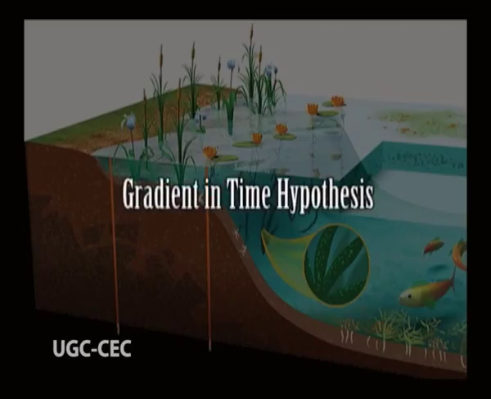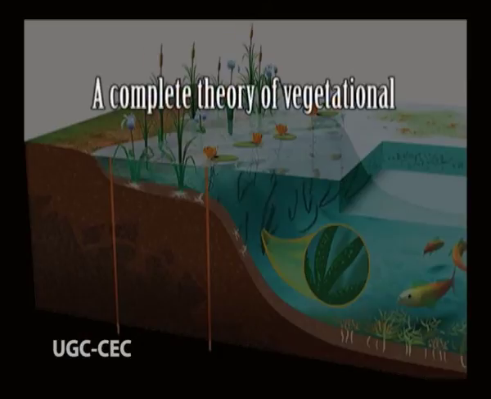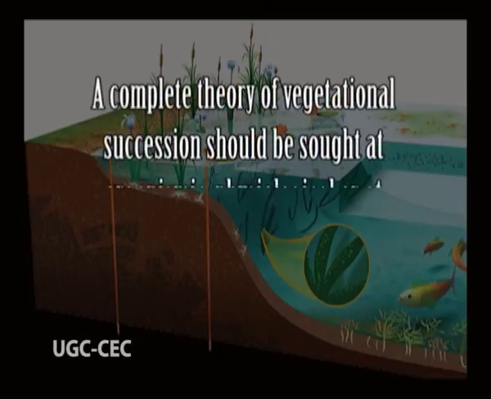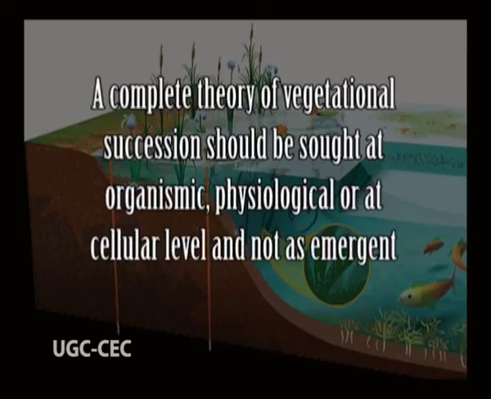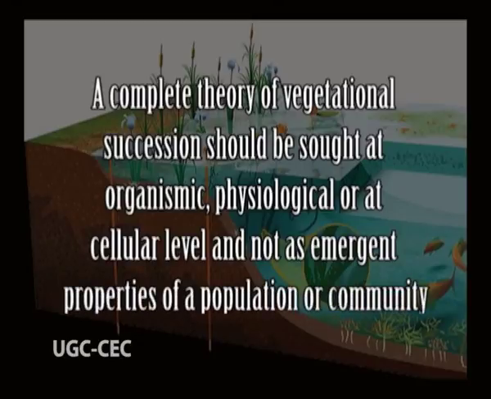Gradient in time hypothesis. According to this model, succession is considered as a gradient in time. Successional sequence is a type of citrus gradient to which species are adapted. This viewpoint is reductionist and it suggests that a complete theory of vegetational succession should be sought at the organismic, physiological or cellular level and not as emergent properties of a population or community.